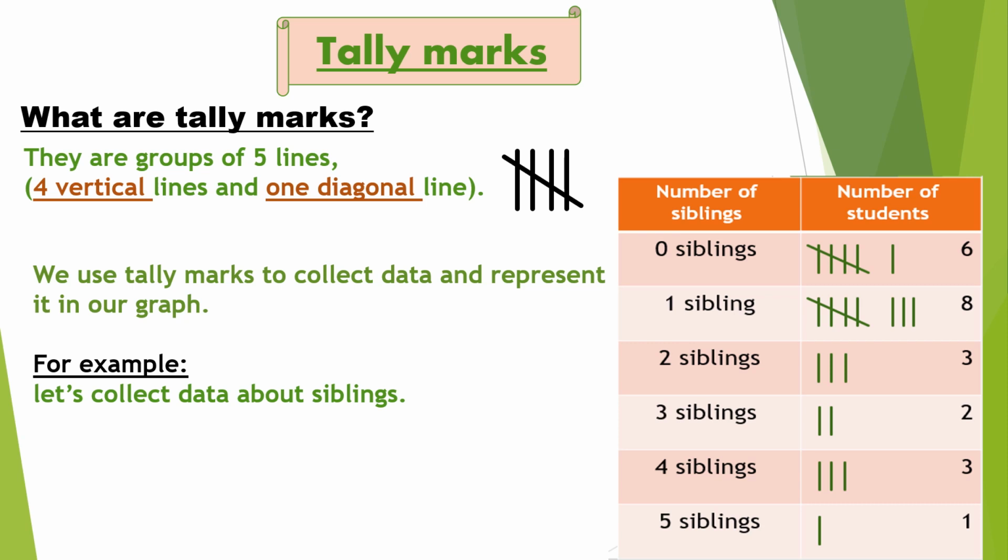Here we find a table for siblings. We have a column for number of siblings and number of students. 6 students have 0 siblings. And for 1 sibling, 8 students have 1 sibling. In 2 siblings, we have 3 students have 2 siblings. And 2 students have 3 siblings. And 3 students have 4 siblings and 1 student has 5 siblings.